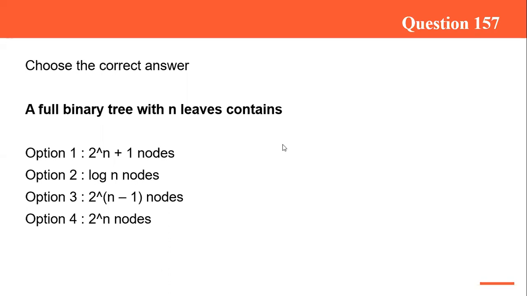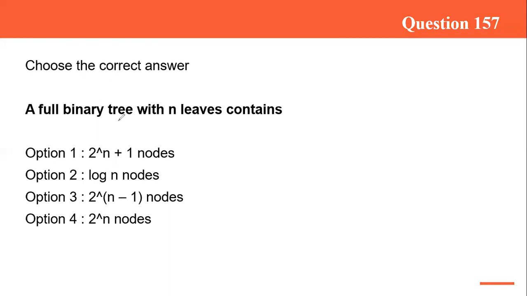What's the answer, girls? We have seen this question earlier, if you remember. A full binary tree with n leaves contains how many nodes? If the number of leaves is given, how many nodes will it contain? Option 3. Yes, everyone got that? Yeah, so very simple question. We have done it earlier. 2 power n minus 1 is the answer. Is it so? Let us try it.